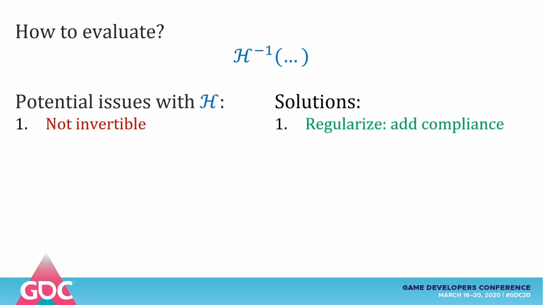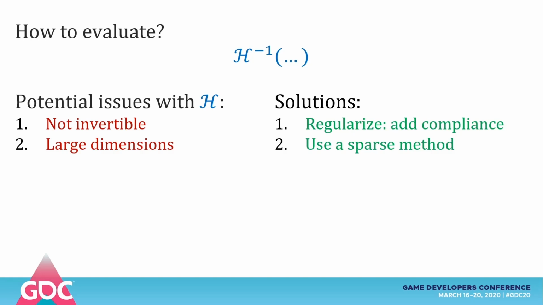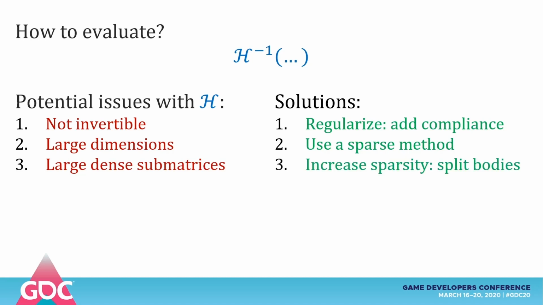This is solved by using regularization, which adds compliance to the mechanical constraints and makes the system invertible. It may have large dimensions. We deal with this by using sparse methods. Still, it may have large dense submatrices, where sparse methods won't help us. We can increase sparsity by splitting bodies.